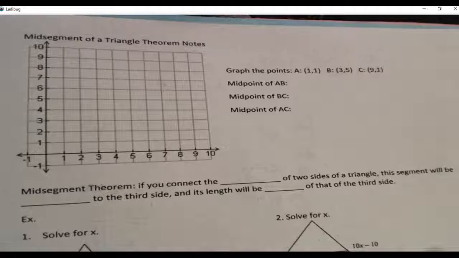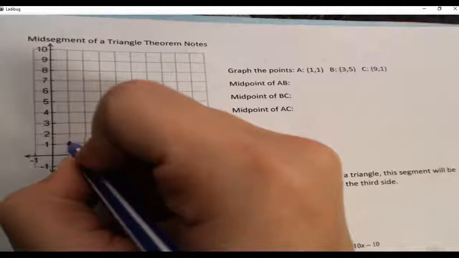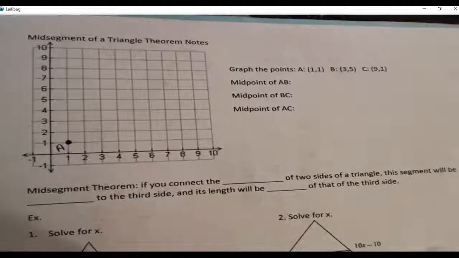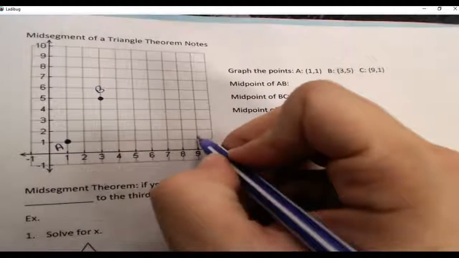So a midsegment is a segment that's inside the triangle that connects the midpoints of each side together. So first let's look at some properties. Let's graph this triangle ABC. We have A at (1, 1). B is at (3, 5). And then C is at (9, 1).